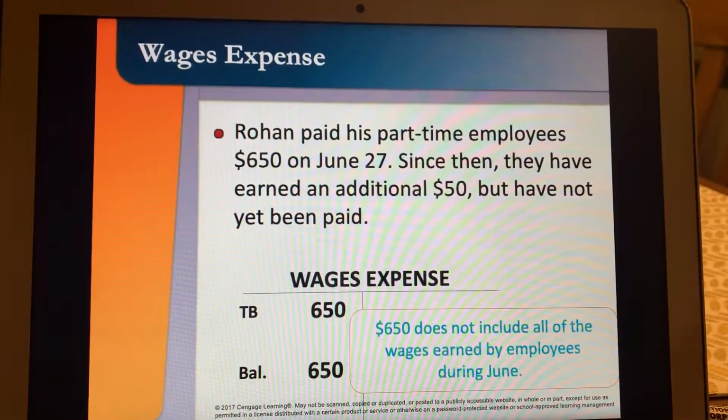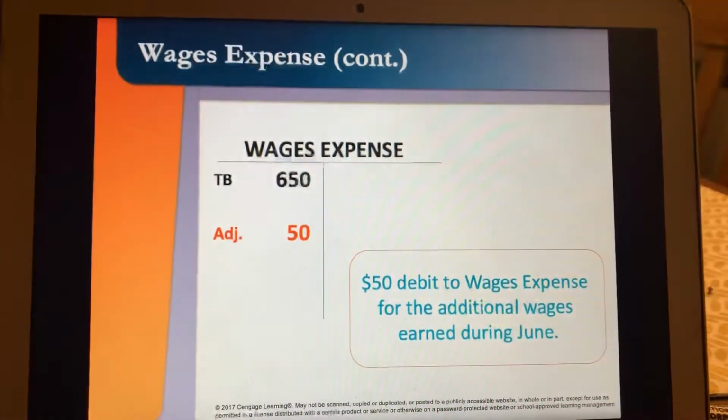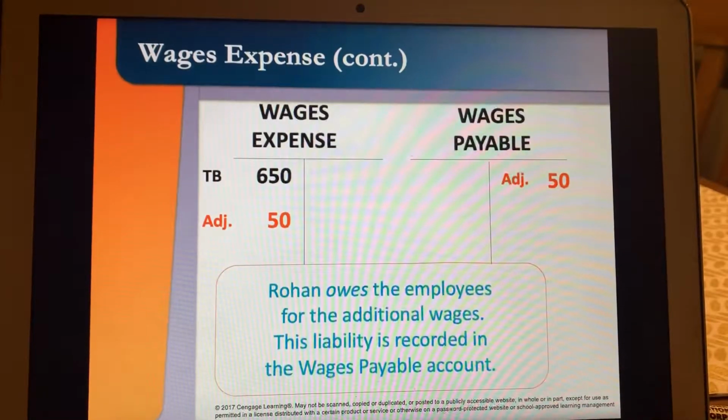The next one says part-time employees were paid $650 on June 27th. Since then, they have earned an additional $50 but have not been paid yet. So the adjusting entry is $50 to our wages expense. Don't forget, this expense account goes to the income statement. Wages payable is going to be credited for $50. So what we did was create a payable, which is a liability, okay?